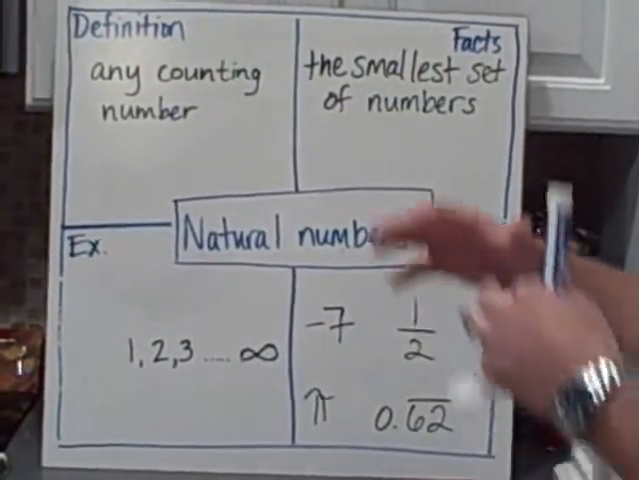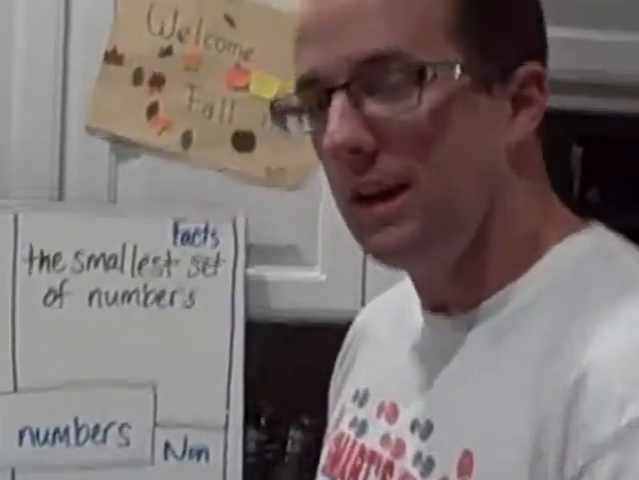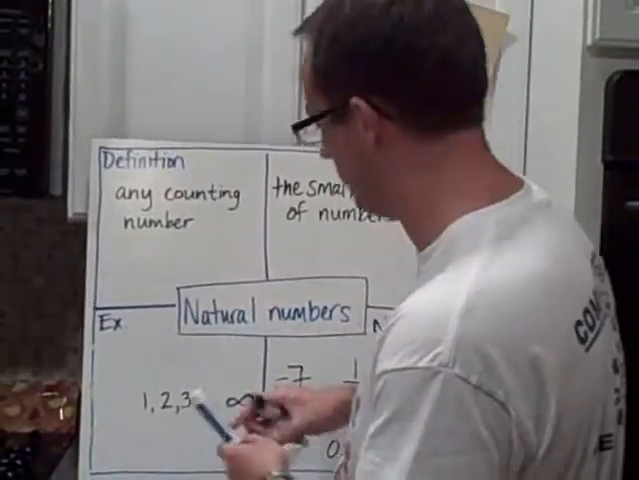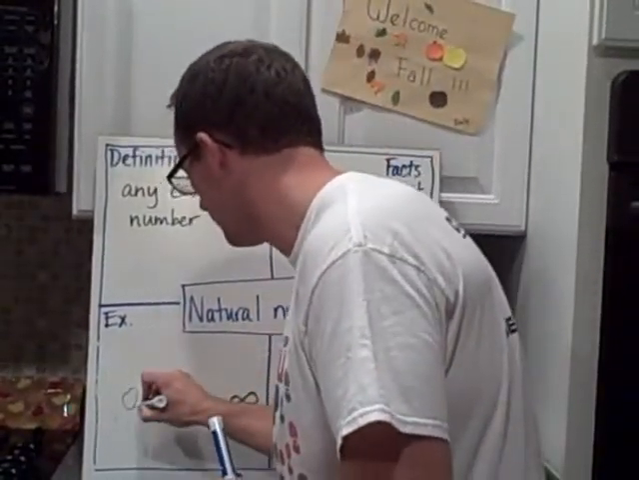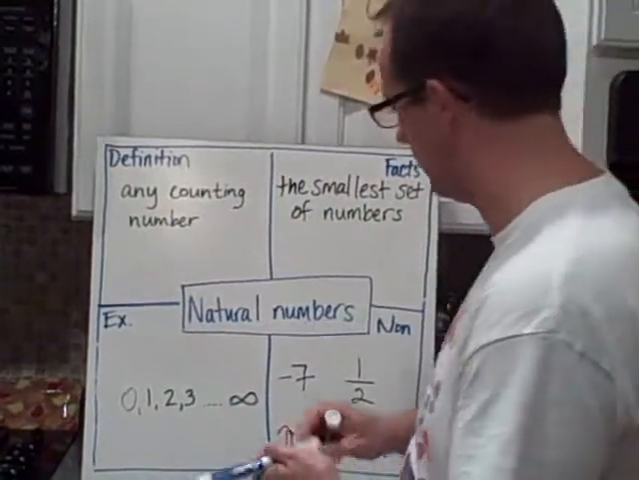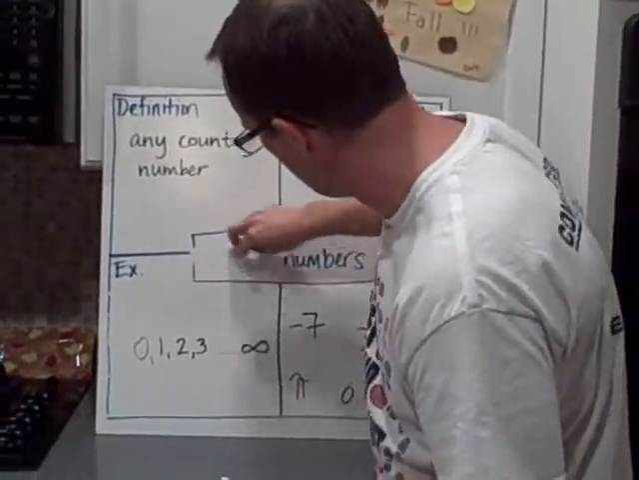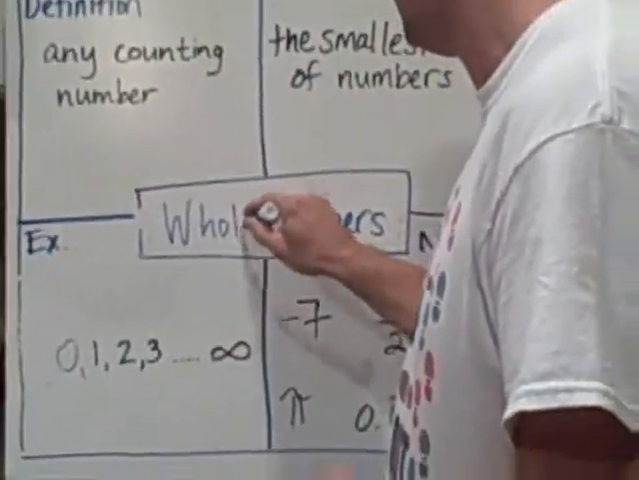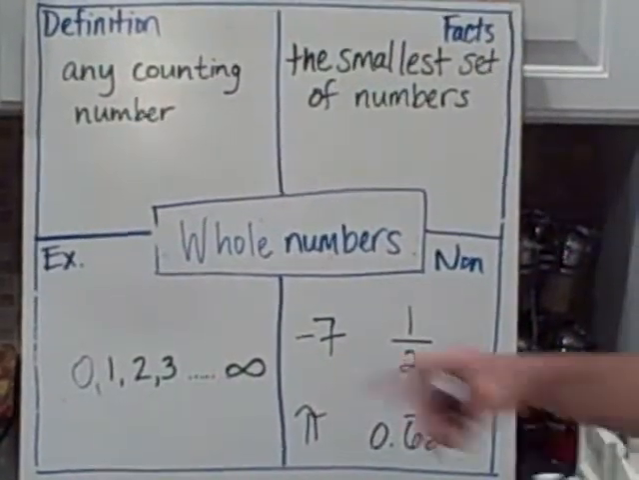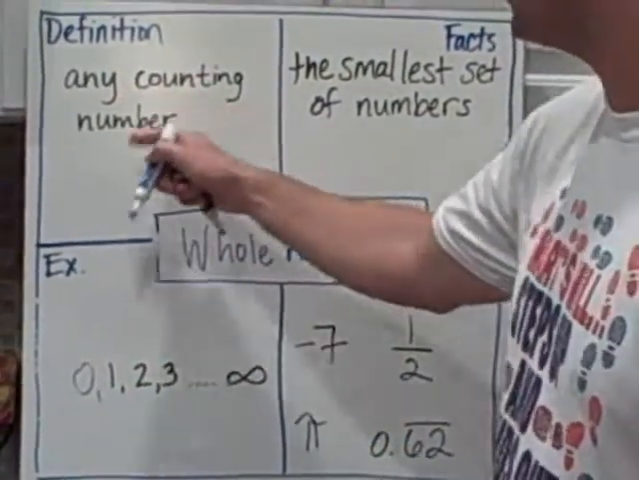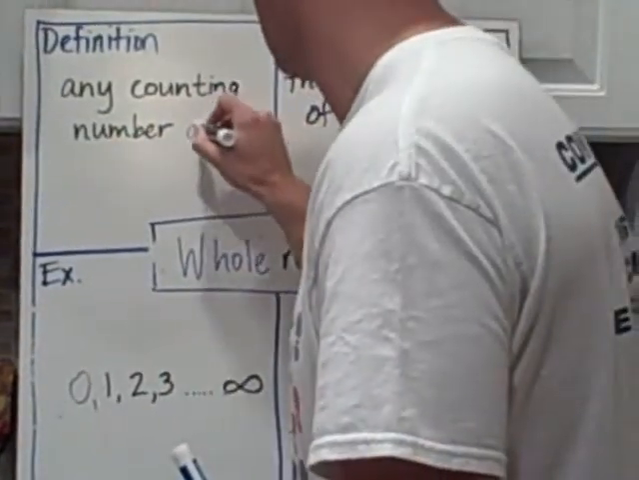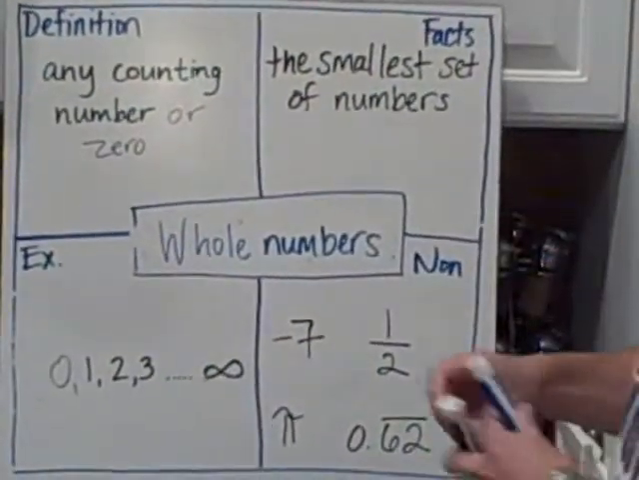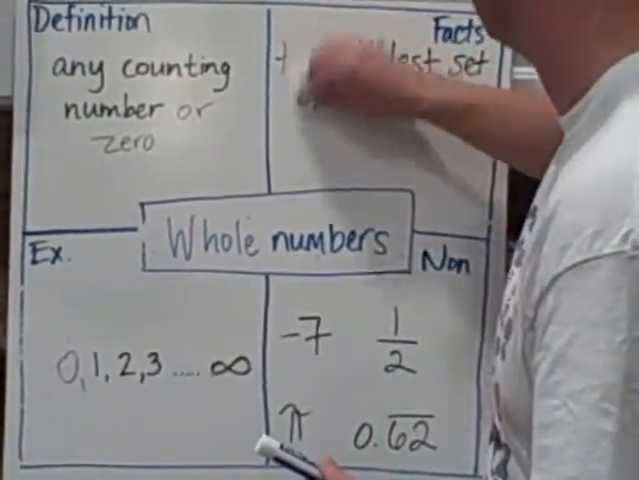Now, then you moved on to maybe 2nd or 3rd grade and you added the number 0 to this group. And when you add the number 0 to that group of numbers, no longer do you call them the natural numbers, you call them the whole numbers. So on your second one, you need to say whole numbers. And really that's the only difference. It's any counting number or 0. And it's no longer the smallest set of numbers.